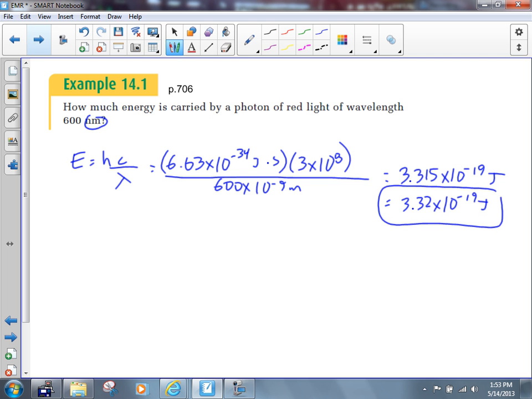Again, had you done that with the other value of Planck's constant, you would have got a number that was completely different. That's okay, as long as you expressed it in electron volts, not joules.